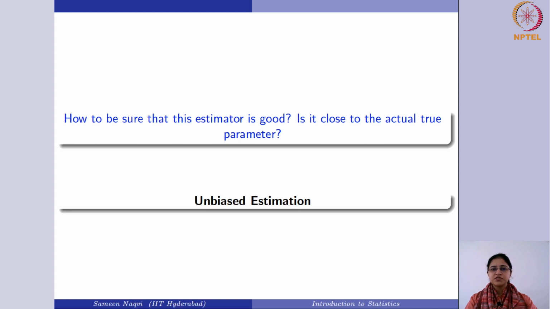For example, if you are interested in estimating the average income of people living in your city, and the actual value is, suppose, 35,000, and you took a sample and based upon that came up with an estimator saying that the average income of people living in your city is, say, 70,000, it is nowhere close to the actual population parameter. So it is important that your estimator should be close to the true parametric value. And that is why we have the concept of unbiased estimation.